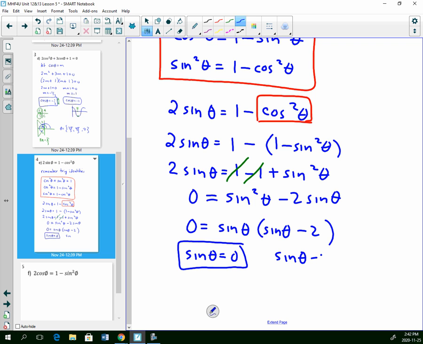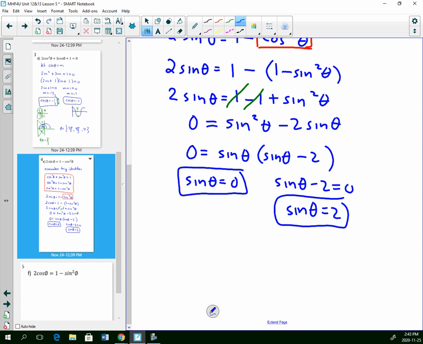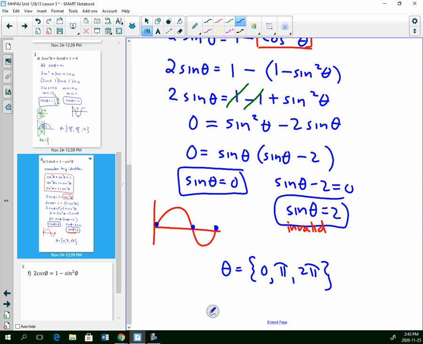And I have another root at sine theta equals 2. Well, I know sine theta equals 2 is an invalid solution because I know sine theta cannot be greater than 1. So that is an invalid solution. So I'm just solving when sine theta equals 0. So I'll draw my curve. It equals 0 at 0, pi, and 2 pi. And so that is my solution set. Okay. So one root is invalid, the other one I'm going to refer to the graph because it has a value of 0.